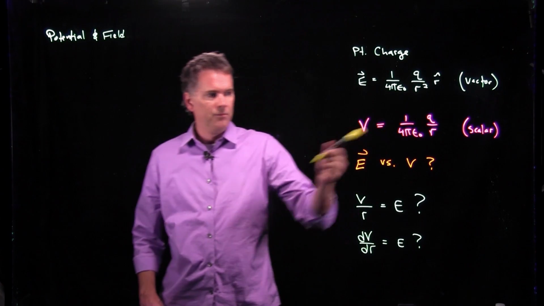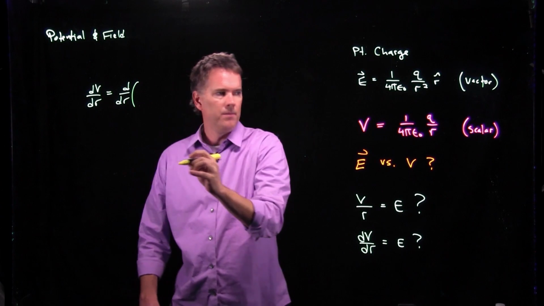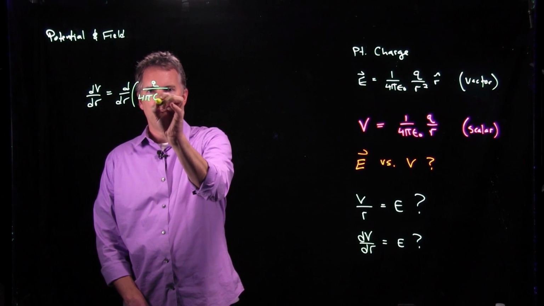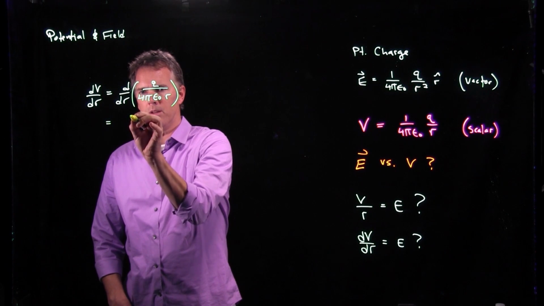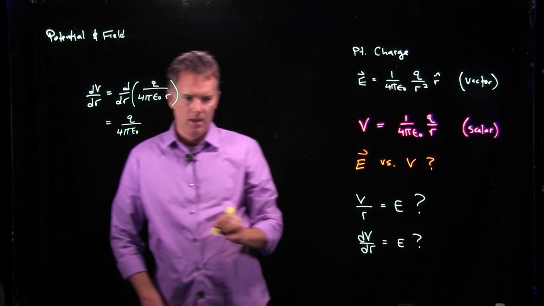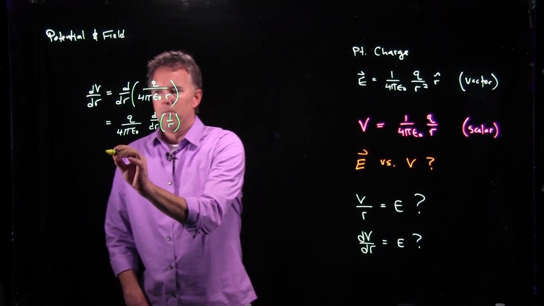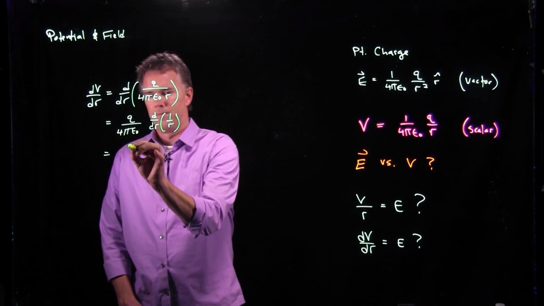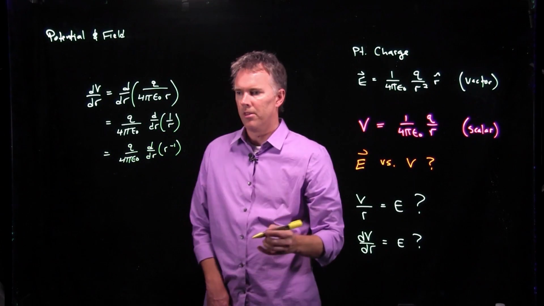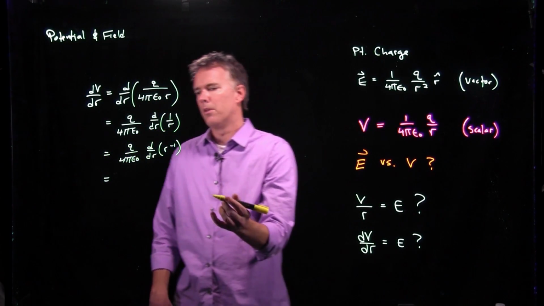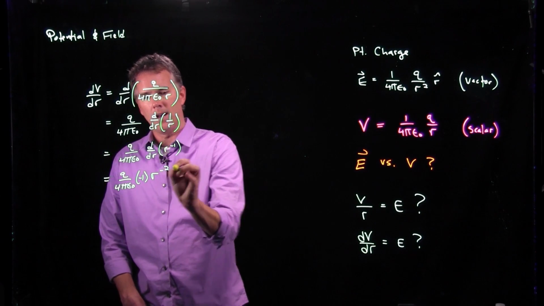All right. V is this. So dV/dr is the derivative of Q over 4 pi epsilon naught r. I can move some stuff outside of the derivative because it's a constant: Q over 4 pi epsilon naught. That's no problem. And then I just have the derivative of 1 over r. But what is the derivative of 1 over r? It's the same as the derivative of r to the minus 1. Sometimes this is easier to think about. And the derivative of r to the minus 1 is, of course, minus 1 times r to the minus 2.